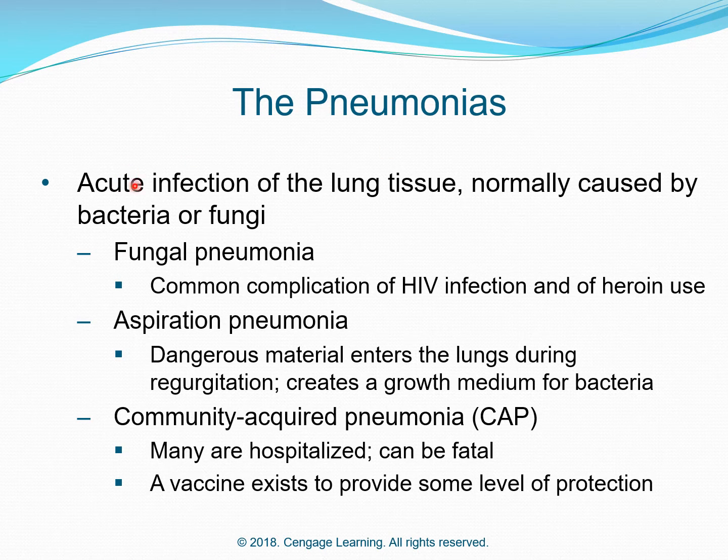The pneumonias are acute infections of the lung tissue normally caused by bacteria or fungi. Fungal pneumonia is a common complication of IV infections and of heroin use. Aspiration from vomiting, where dangerous material enters the lung during regurgitation, creates a growth medium for bacteria. Community-acquired pneumonia: many are hospitalized, and it can be fatal. A vaccine exists to provide some level of protection.